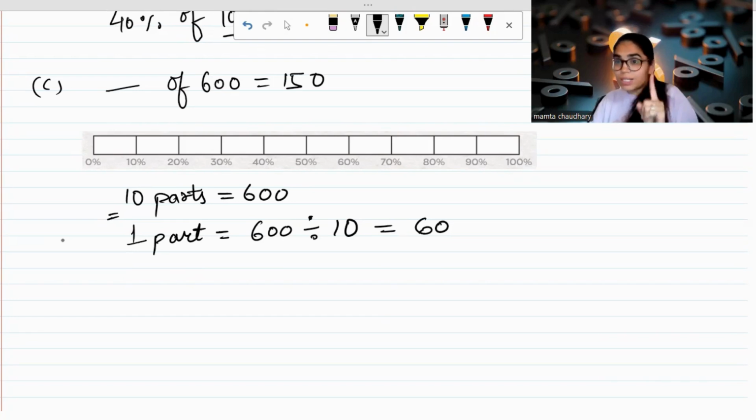This 1 part is what? 60. And how much do you have to take? You have to take 150. So here, this one is 60. This one is also 60. So total 60 plus 60, 120. Still it is lesser than 150. If I take here 60, then 60 plus 60, 120 plus 60, 180.